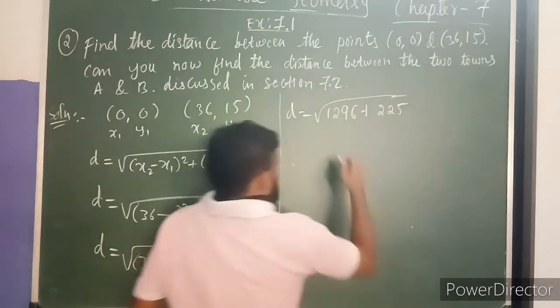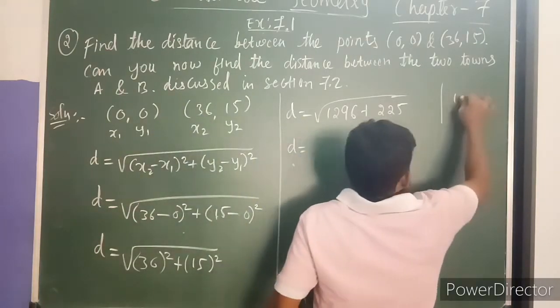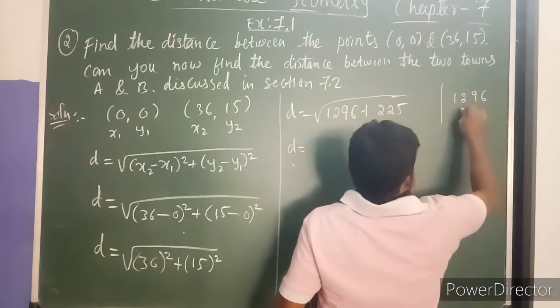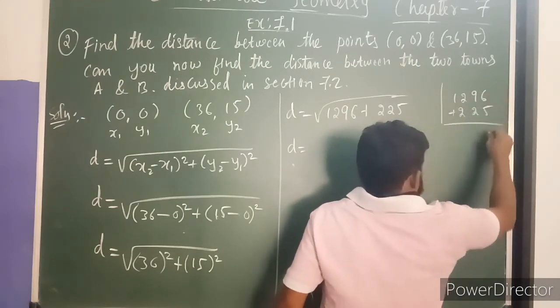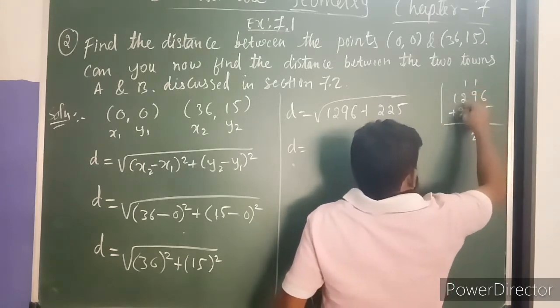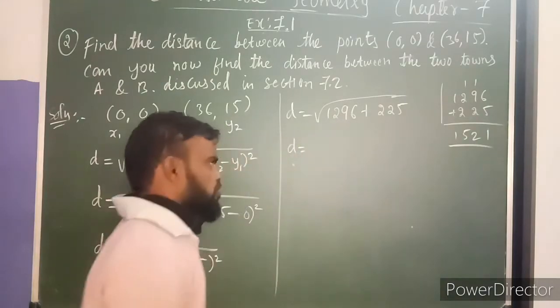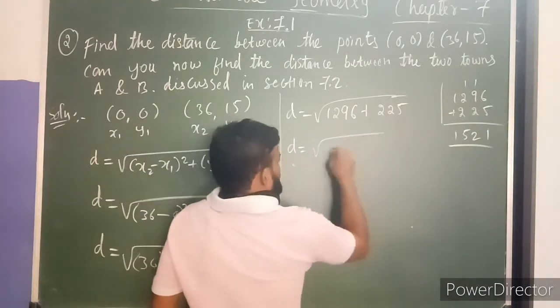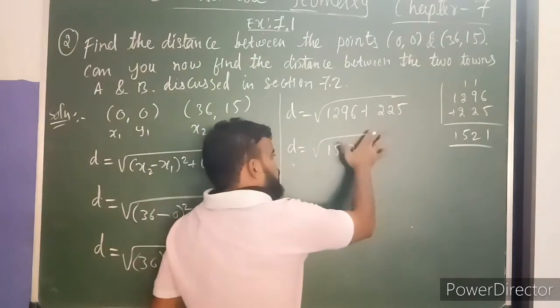If you add them both, see here: 1296 plus 225. If we add, 6 plus 5 is 11, 9 plus 1 is 10, 10 plus 2 is 12, carry on 2, 2 plus 2 is 4, 4 plus carry on 1 is 5, that is 1,521 under root. How to split the root value?